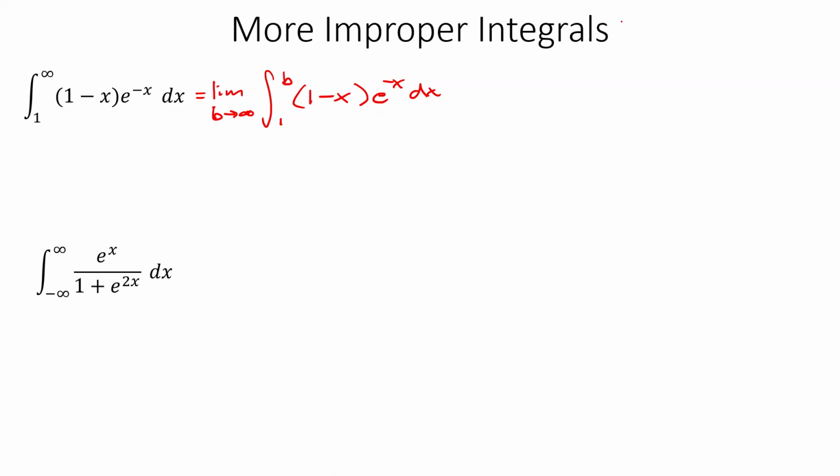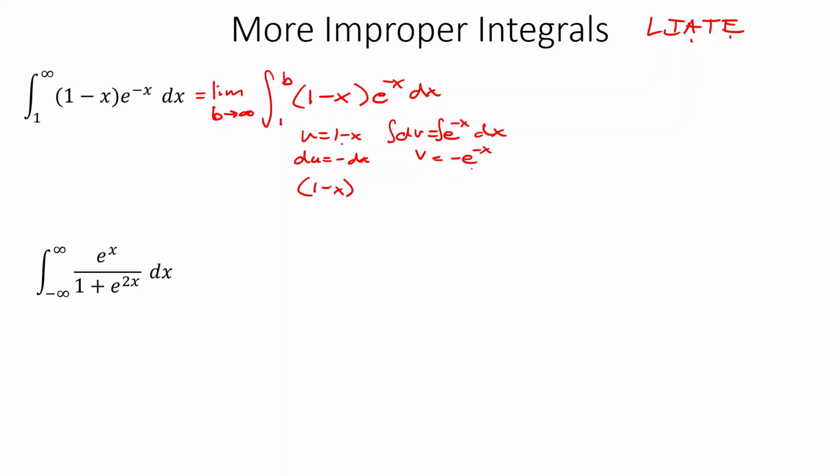So remember we used LIATE, L-I-A-T-E. Exponential is the last one. Algebraic is right there. So our u is going to be the 1 minus x, and our dv is going to be e to the negative x dx. So the derivative of this is negative 1 dx. The integral here is going to be negative e to the negative x. So we get u times v, 1 minus x times negative e to the negative x, minus the integral negative dx times that. So the negatives are going to cancel out, and we just get that.